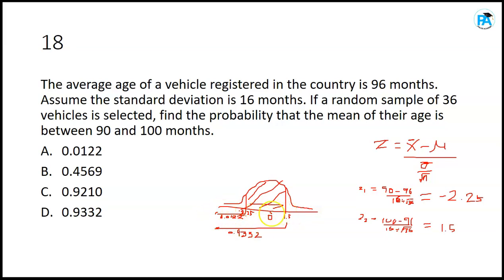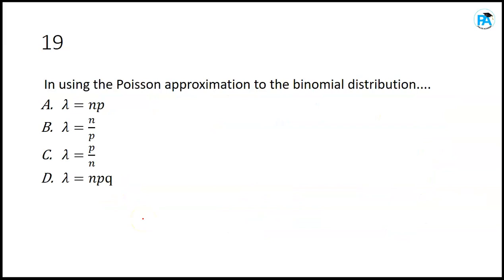So to know the area between them, the probability between them, you say 0.9332 minus 0.0122. That's how you calculate it. If you do it well, you get 0.9210 as your answer. So the correct answer for this is C. Okay, so let's proceed to question 19.